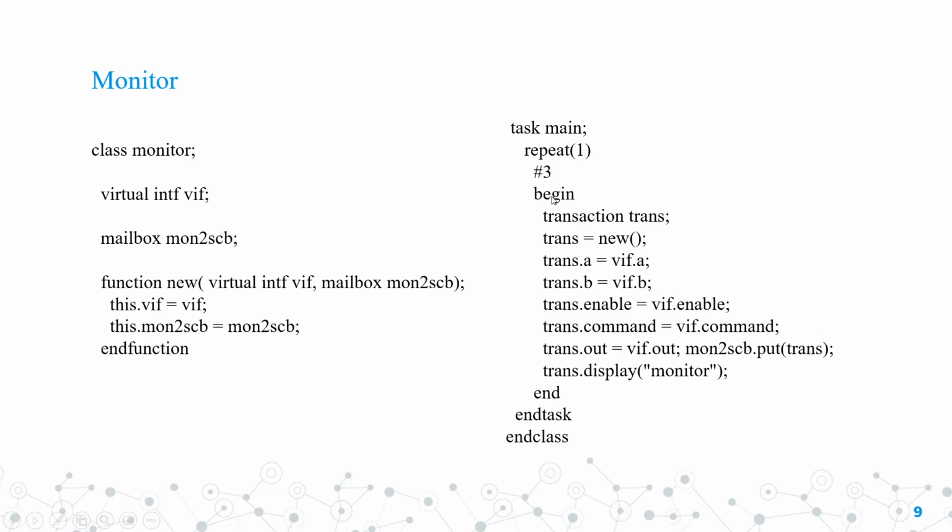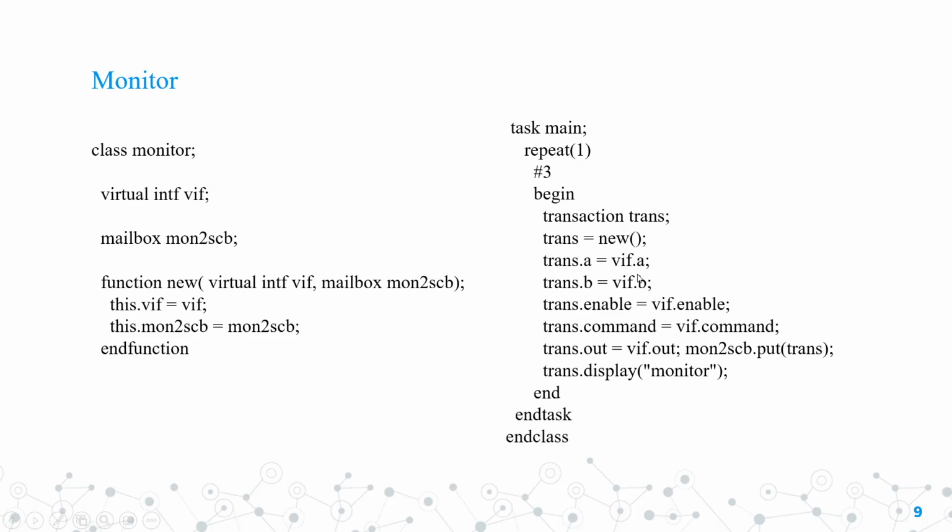Here also I have written a main task so that I can get the data from the interface. First I am creating a handle for the transaction class called trans, and for that handle I am creating an object by using the new function so that memory will be allocated for trans. In trans.a, by using the virtual interface, I am getting the a value from the DUT. So the a value will be present in vif.a. It will be sent to trans.a.